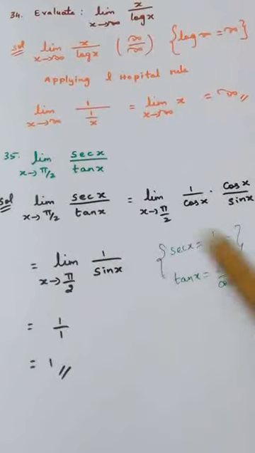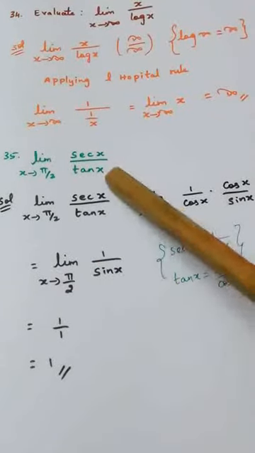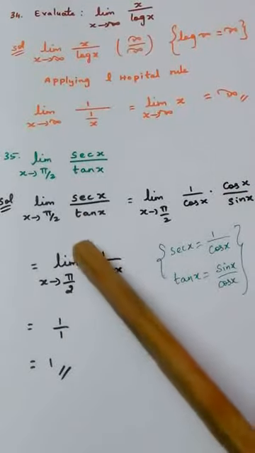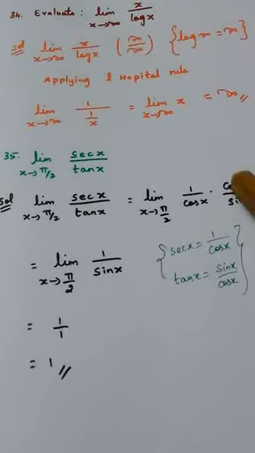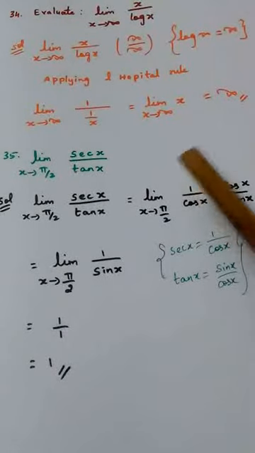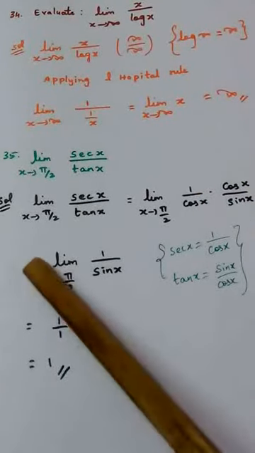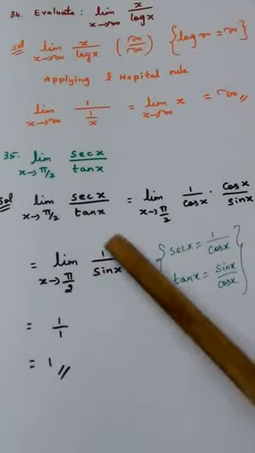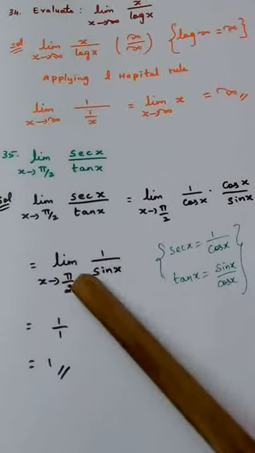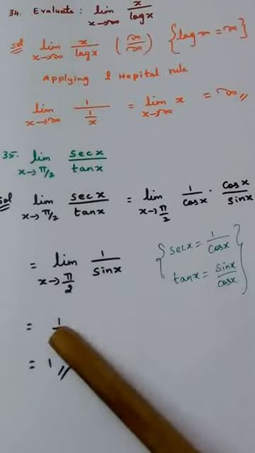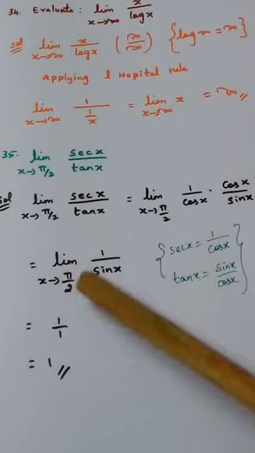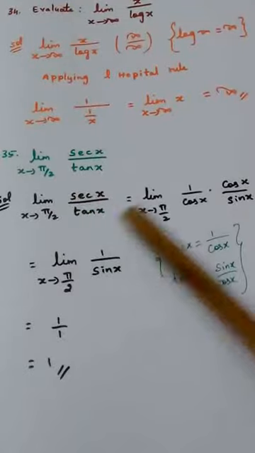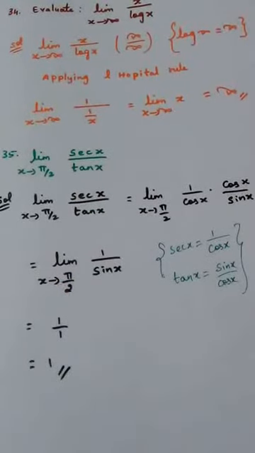Tan x means sin by cos. When it goes to the numerator, it becomes cos by sin. In the denominator, you will be having sin by cos. So it becomes the reciprocal, cos by sin. So applying the trigonometry formula, cos gets cancelled. So limit x goes to pi by 2, only sin x present in the denominator, 1 by sin x. Now apply the limit. Sine 90 is 1. So 1 by 1, answer is 1. Now we have not applied the L'Hopital rule. Without applying the L'Hopital rule, using the trigonometric formula itself, we are getting the answer.